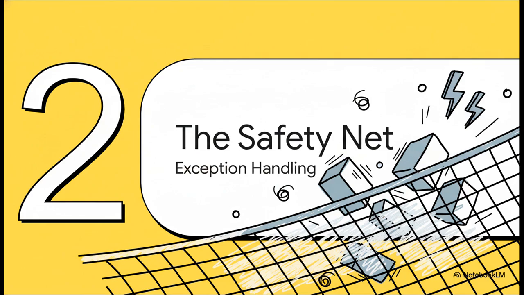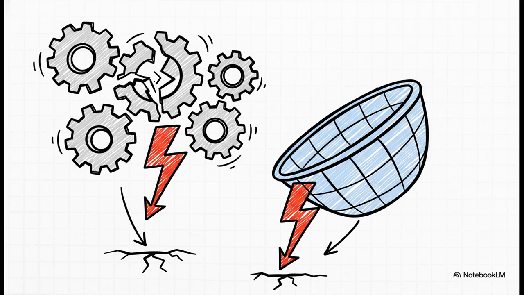Well, we build a safety net. And that safety net is called exception handling. The whole idea is actually pretty simple. It's a system for intercepting those runtime errors so we can do something about them. Instead of just letting the program die, we can catch the error and decide what to do next. Maybe we continue on, or maybe we just shut things down gracefully.